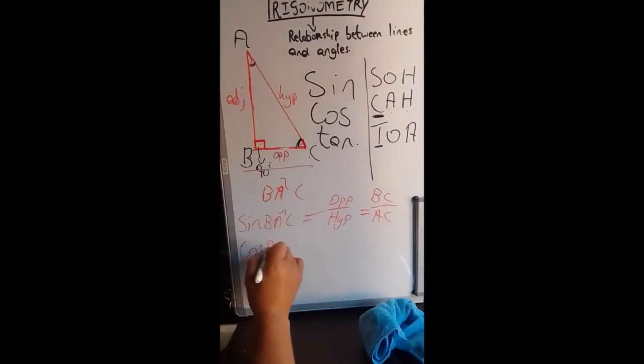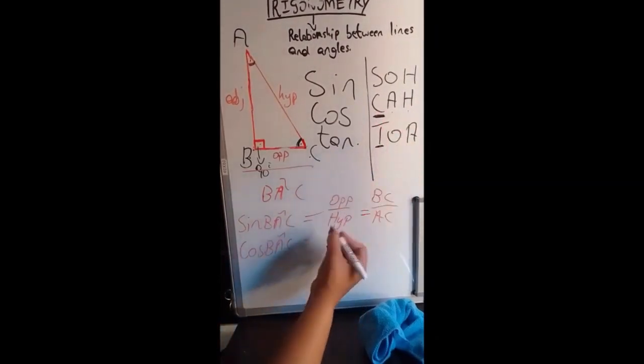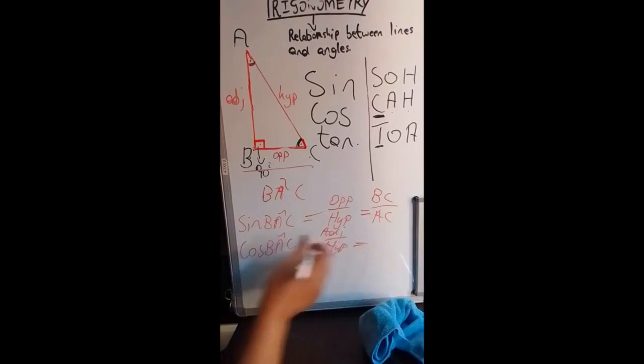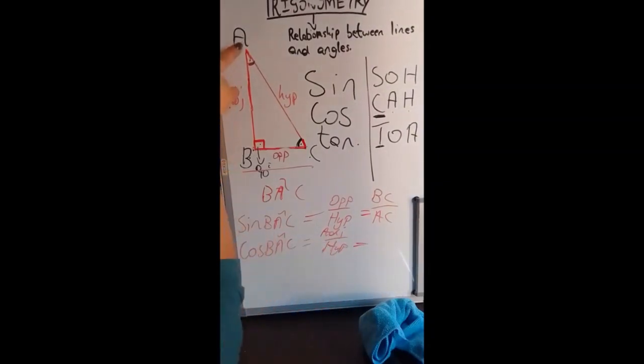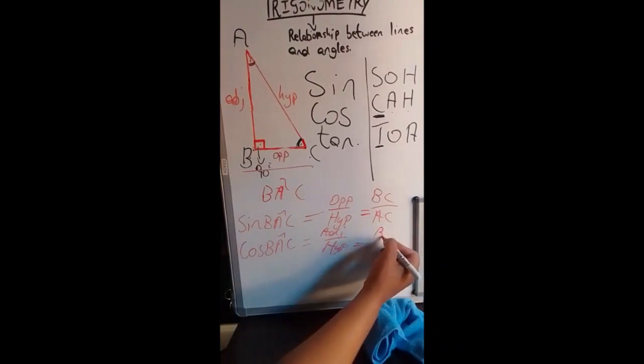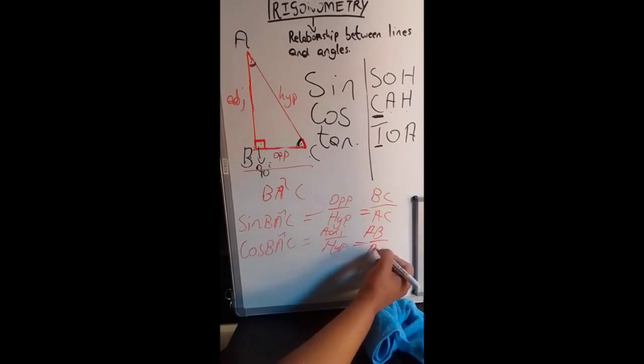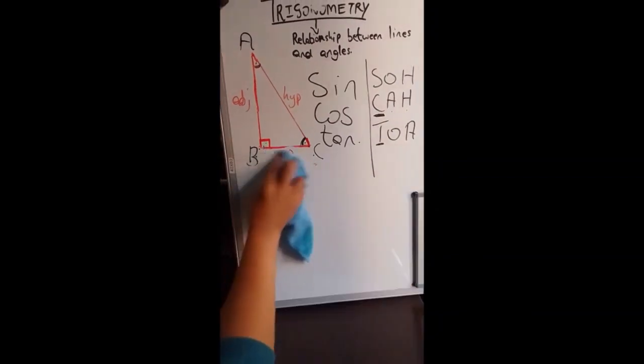The cos of BAC will then be equal to adjacent over hypotenuse. So what is the adjacent of BAC there? It's side AB, all over hypotenuse, which is still AC. Okay.